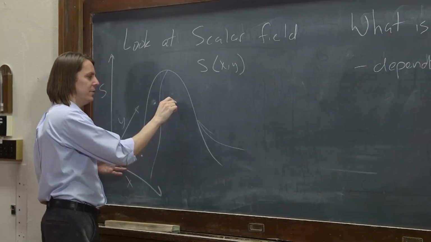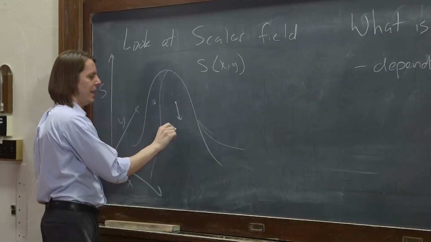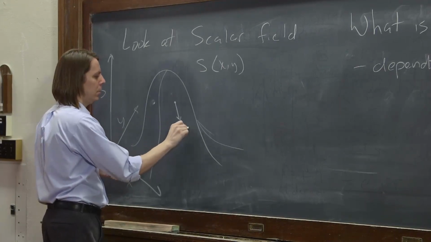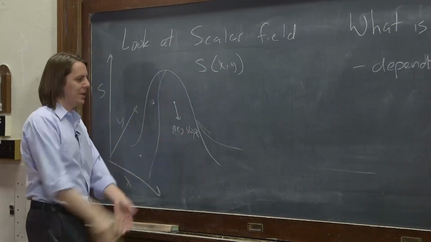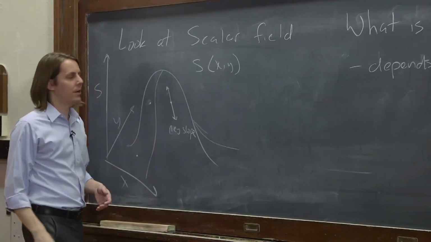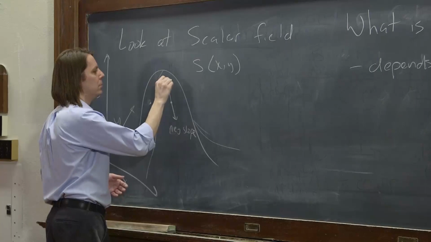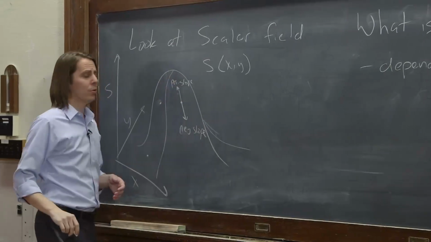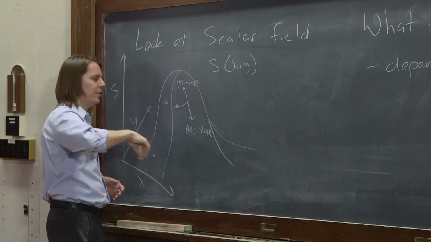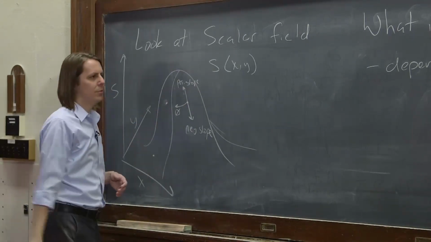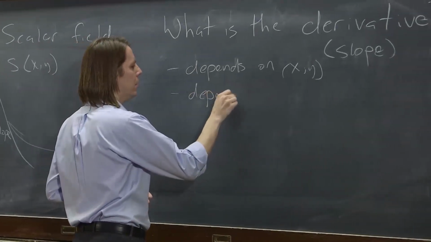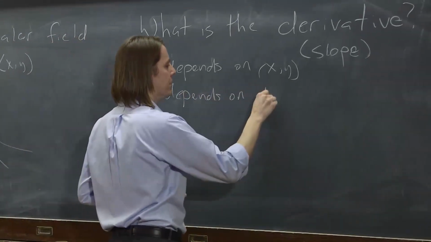If I go downhill here, then I have a big slope. Let's see, I have a negative slope. Right? If I'm coming down the hill, what if I go up the hill? I could go either way, right? I have a positive slope. What if I go around the hill? What if I go around like that? Around this hump? Then it's 0. So not only does it depend on position, it depends on direction.